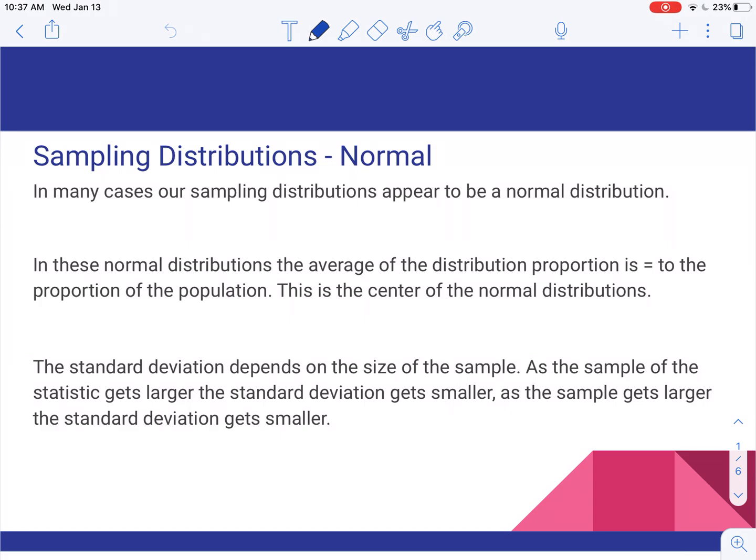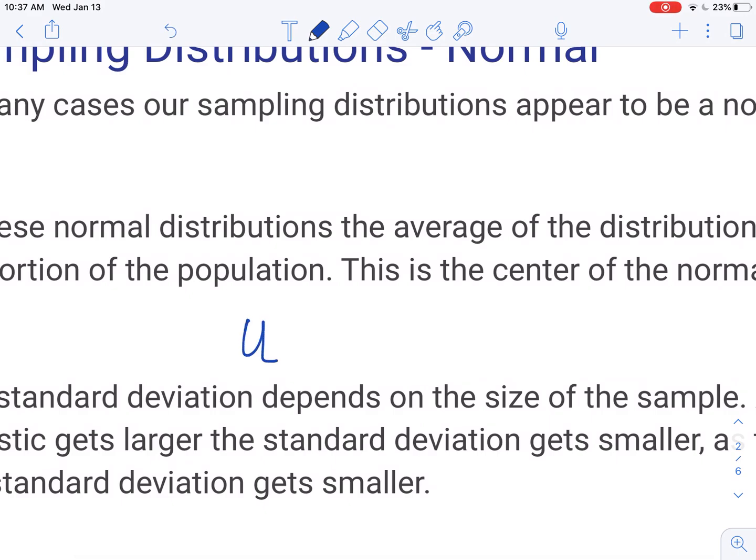In these normal distributions, the average of the distribution proportion is equal to the proportion of the population. So what we say here is this is the average of the sample proportion. As we are going through and taking many samples, we have like 30, 40, 50, 100, 200 sample proportions. If we take the average of all of those sample proportions, it will be equal to the proportion of the population, which is the exact same thing as saying it's an unbiased estimator.